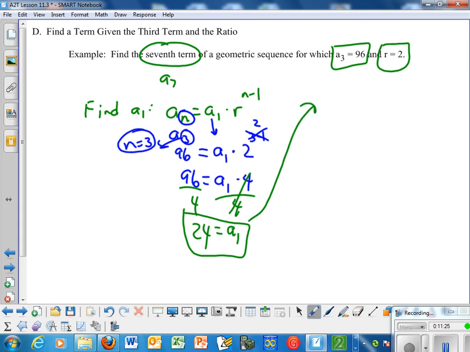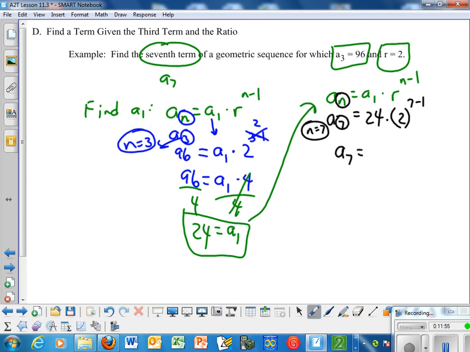Now we want to find the seventh term. So I'm going to rewrite the formula for finding any term. Now I'm going to be finding A7, which obviously means n is equal to 7. This is key, knowing what that subscript means. A1, which we now know, is 24, times R, which hasn't changed, that's 2. If you want to put it in parentheses, you can. To the n minus 1 would be 7 minus 1 power. So I'm finding the seventh term, A7.